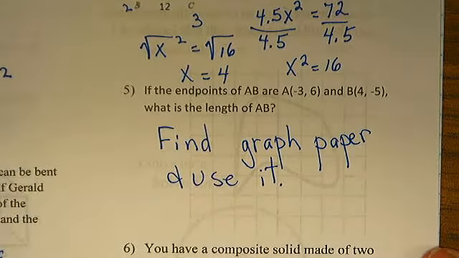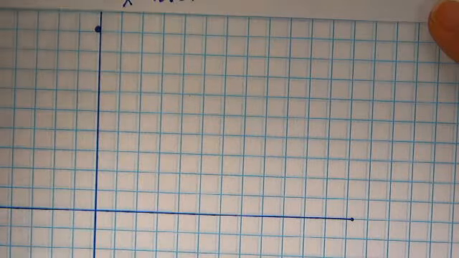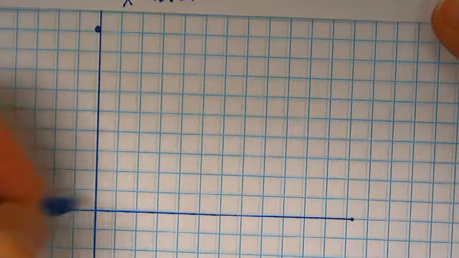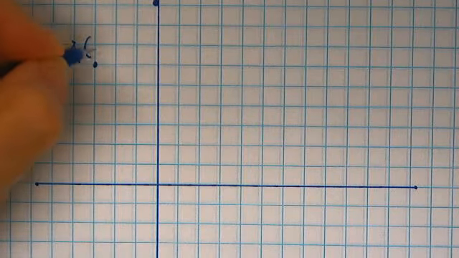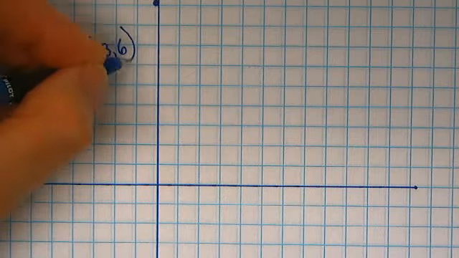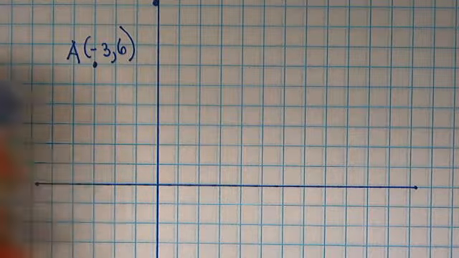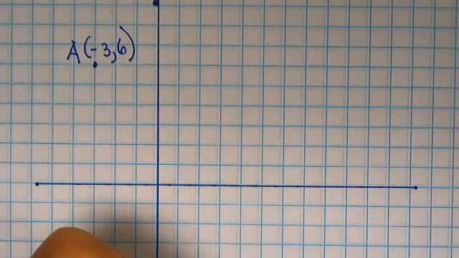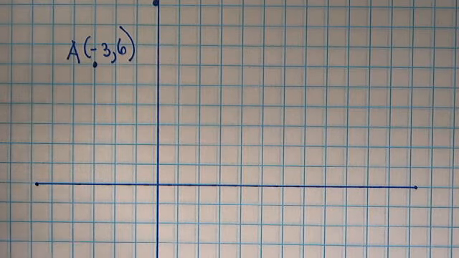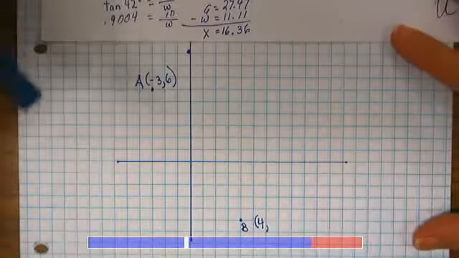Okay, we have 2 points. Point 1 is (-3, 6). That's point A. Point B is (4, -5). 1, 2, 3, 4, 5. Well, let's see if I can let you see all this at any rate.